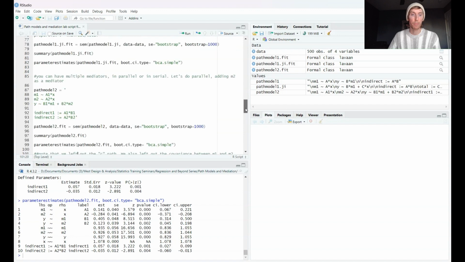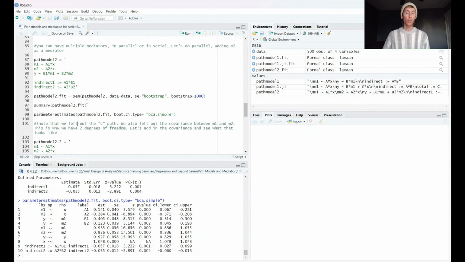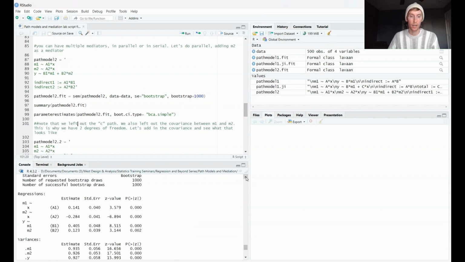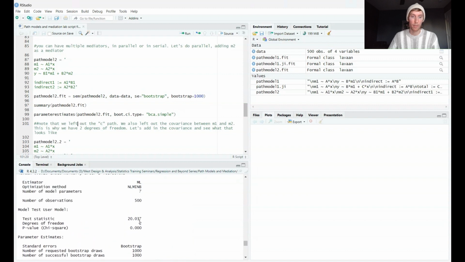Quick thing to know about that previous model. So we excluded some things that we could have included. So we excluded the relationship or potential relationship between X and Y, a direct effect. And in this case, too, we also could have included, or it would be common to include a covariance or correlation between those mediators. So if we scroll up here, just to illustrate, you see we have 2 degrees of freedom. So we're excluding 2 possible relationships that it might be common to include.